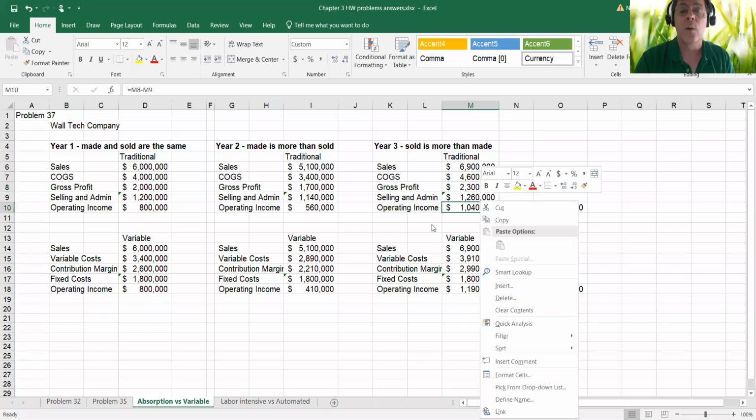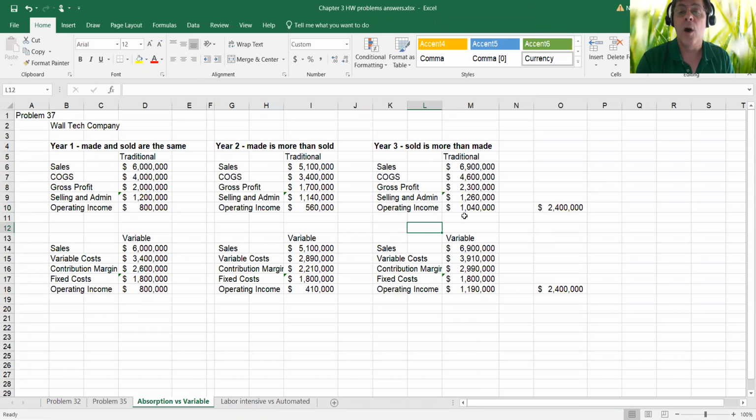Now, if you look at this, our operating income for the 3 years is 2.4 million. I just added straight across the operating income. All right. And I'll come back to that in a minute as a comparison.